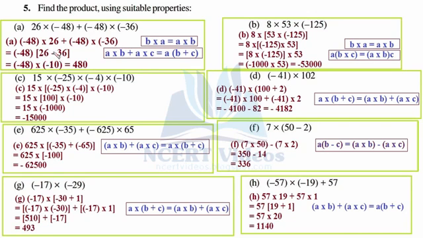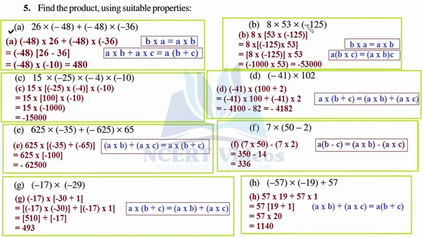Now 26 minus 36 can be taken, and the property that allows us to do this is a into b plus a into c. A is common, and b, this sign is taken. In this case it is plus c. Now minus 48 as it is, you solve it. Minus 10 because negative was the greater number here. You subtract and put the sign of the greater number. It is 480, minus minus is plus.